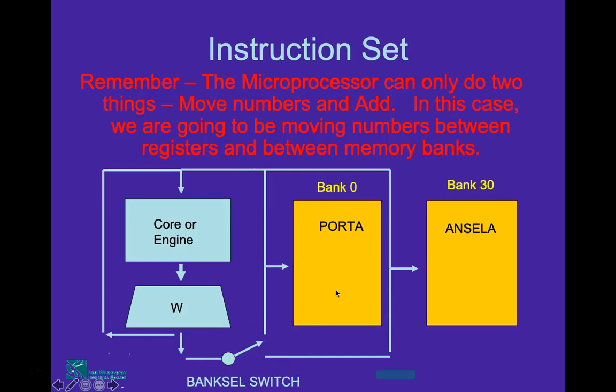Let's read here. Remember, the microprocessor can only do two things: it can move numbers and it can add numbers. In this case, we are going to be moving numbers between the registers and between memory banks. So let's see our start code.